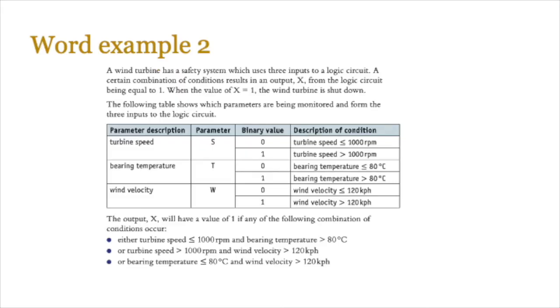Now on screen is an actual exam question, which is a bit more complicated. You've got a table that outlines different conditions. You've got some context at the top. You've got some conditions at the bottom. You will need to convert this into a logic notation or a Boolean algebra form, and then you need to design the logic circuit based on that, and then eventually work out the truth table.